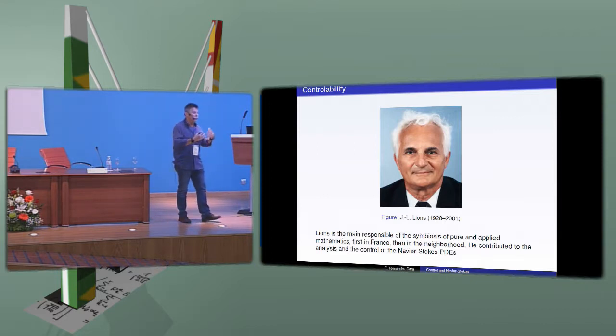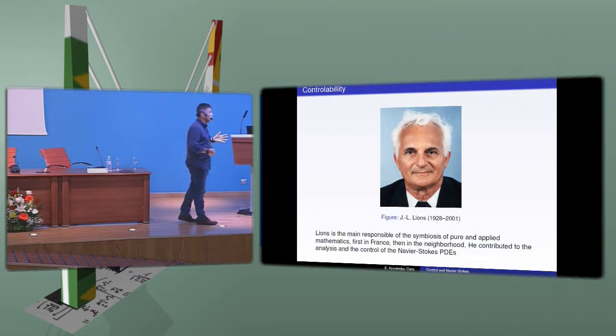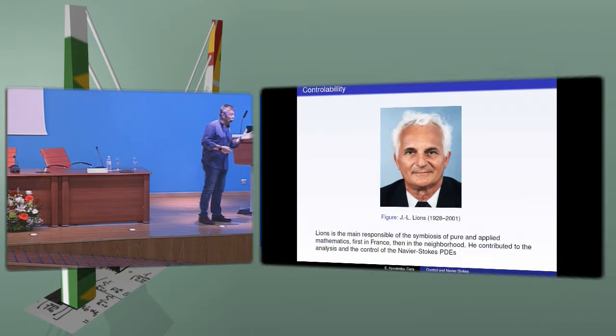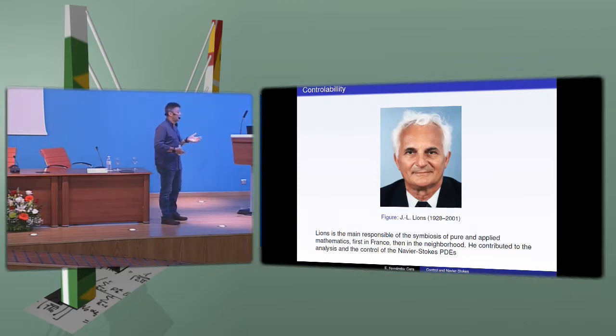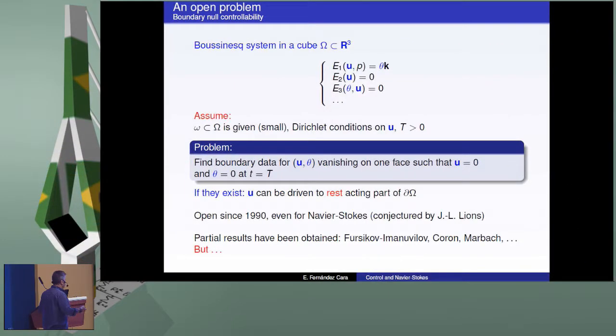And he got it because he was able at the same time to make people like Brezis and so on increase their interest for applications, and make people like Céa or Rabiat formalize numerics and formalize the usage of numerical methods in the solution of partial differential equations and so on. He contributed in particular to the analysis and control of the Navier-Stokes equations. He formulated a conjecture in the 90s that is still unsolved, and I'm going to show a version of it now, and it has led to a lot of work during these decades.